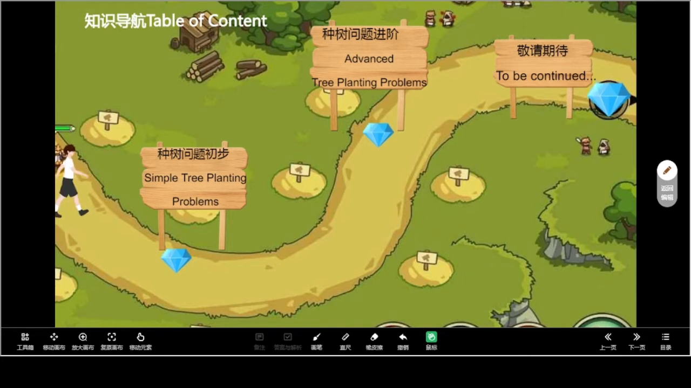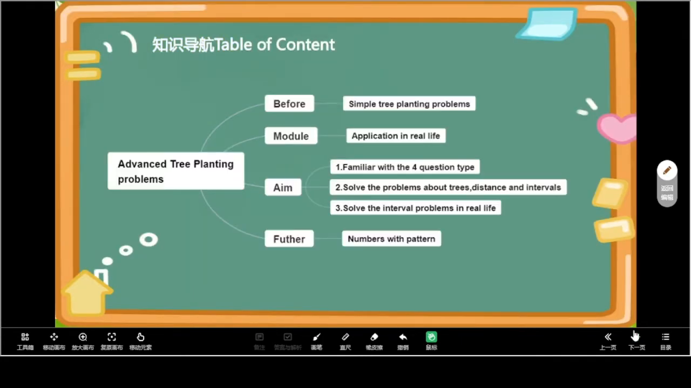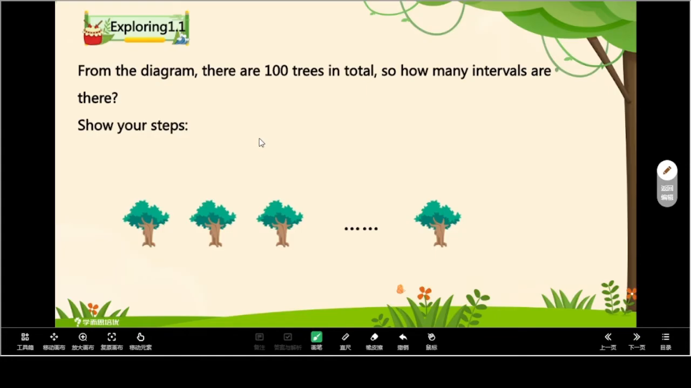And we have already challenged the simple tree planting problems and we got a diamond. Okay, and we are going to challenge the advanced tree planting problems to get another diamond. So let's go for today's lesson. Here is the table of content. Today we are going to solve the problems about trees, distance, and intervals, and also to solve the interval problems in real life.